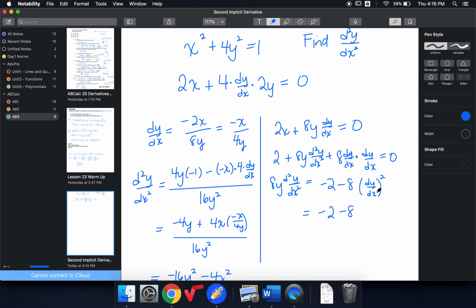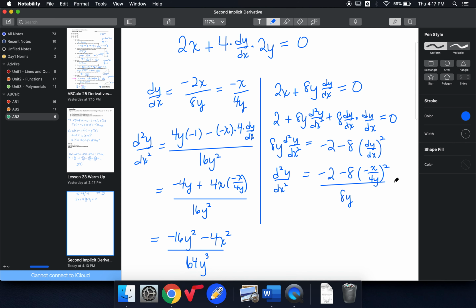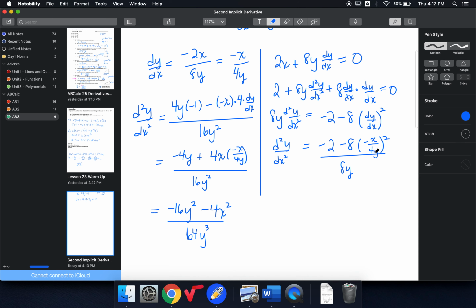Now I need the isolated first derivative. Well, we did that over here: negative x over 4y, squared. I'm going to get rid of the 8y, so I'm going to divide the whole thing by 8y. And now if I simplify, I'm going to simplify by multiplying through by 16y squared, because that's what my denominator is going to be when I square this term. So 16y squared, that's going to be negative 32y squared. Plus, minus.